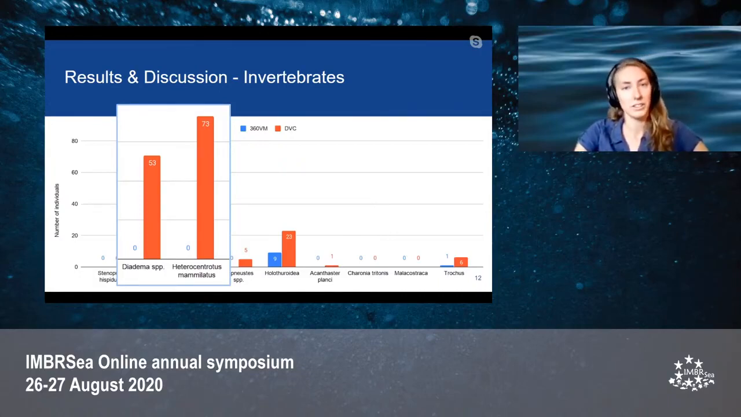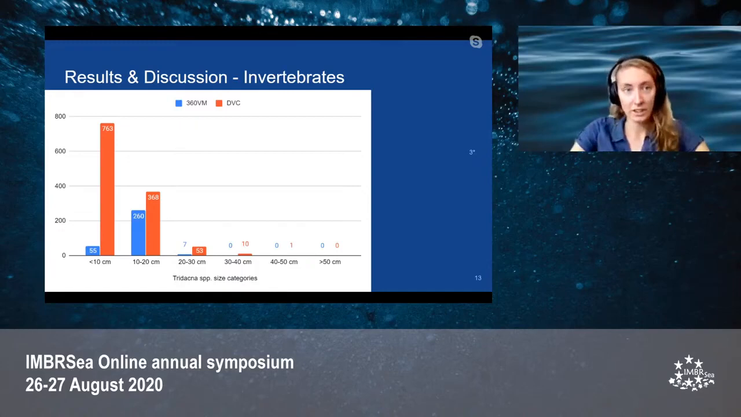So here it has to be questioned if 360 video monitoring is a useful monitoring method for invertebrates, or at least for these invertebrate taxa that were monitored here. The survey duration could not really make a difference here, because these organisms are either sessile or very slowly moving organisms. So the assemblage should not differ between the 2 methods over such a short time.